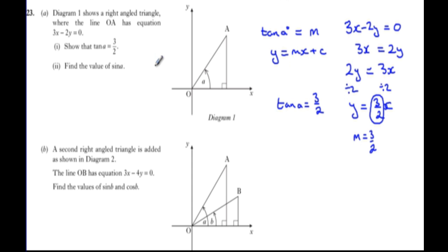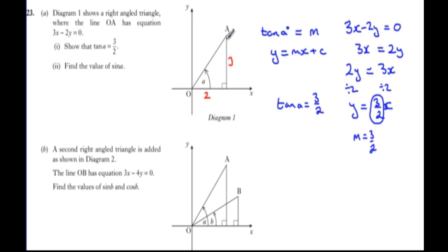We're now asked to find the value for sin A. Now sin A is defined in a right angled triangle as the opposite over the hypotenuse. In this triangle we could mark this side as 3 and this side as 2, since we know that tan A is 3 over 2.